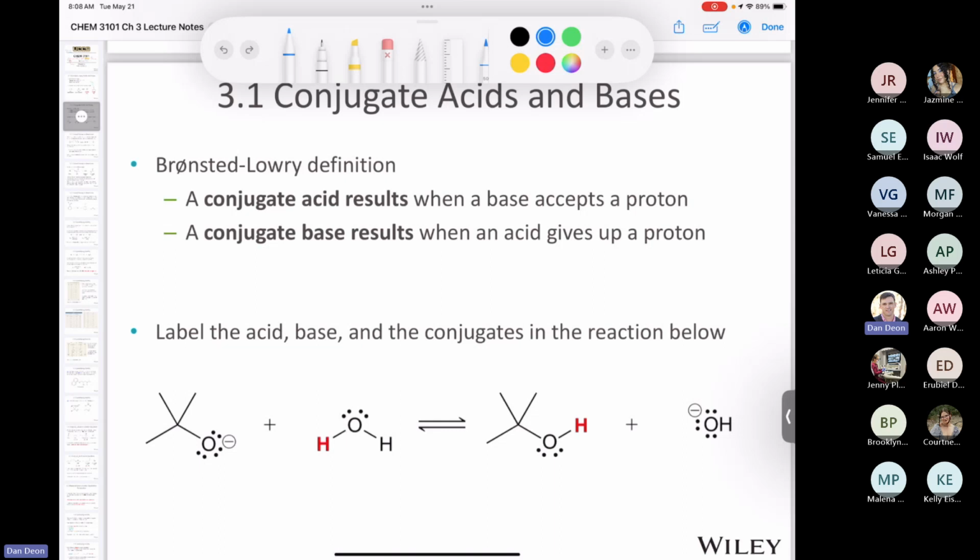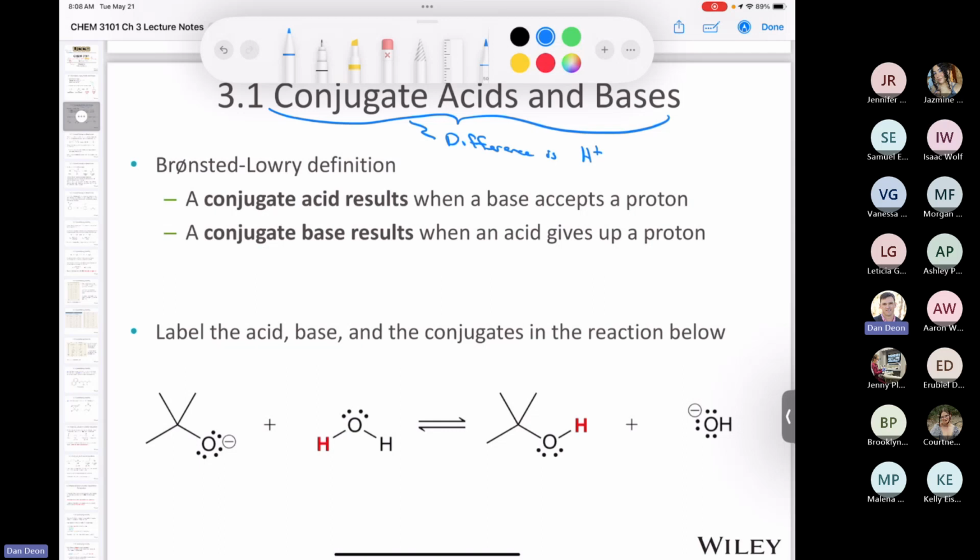The difference between an acid and its conjugate base, and a base and its conjugate acid, okay, we can put here the difference between these two. The difference is H plus. One hydrogen ion, one proton, is the difference between a base and its conjugate acid and an acid and its conjugate base.